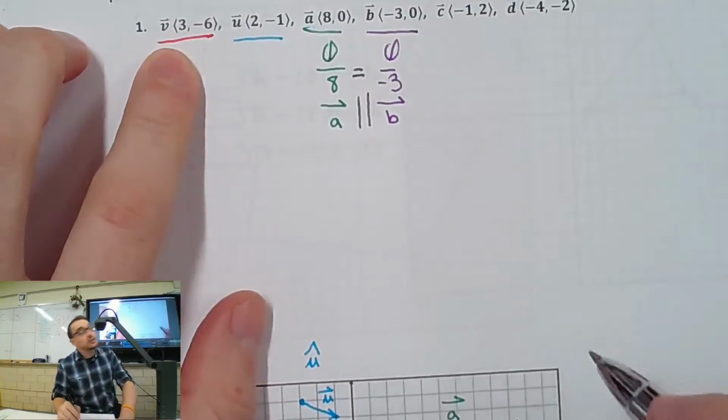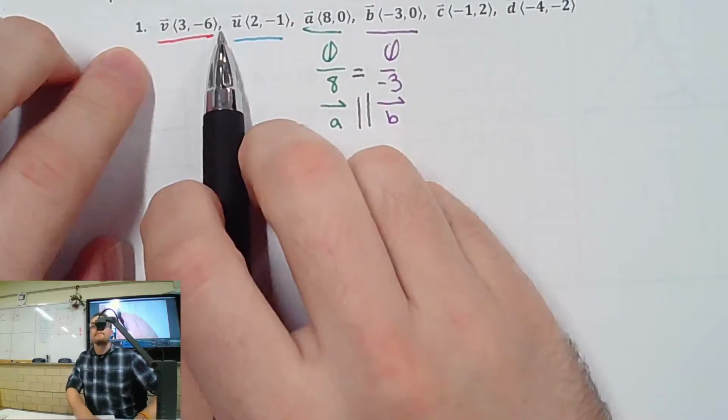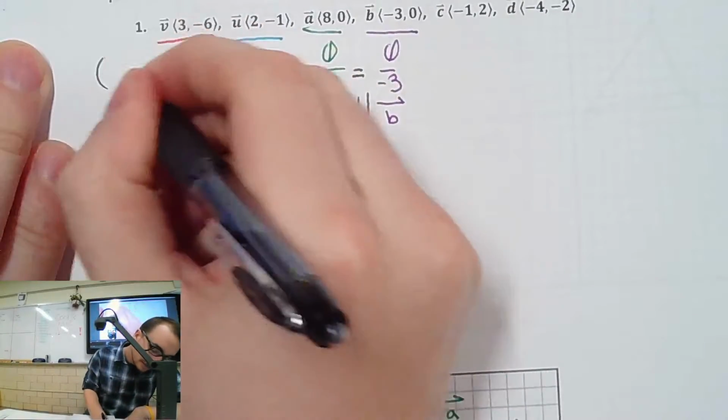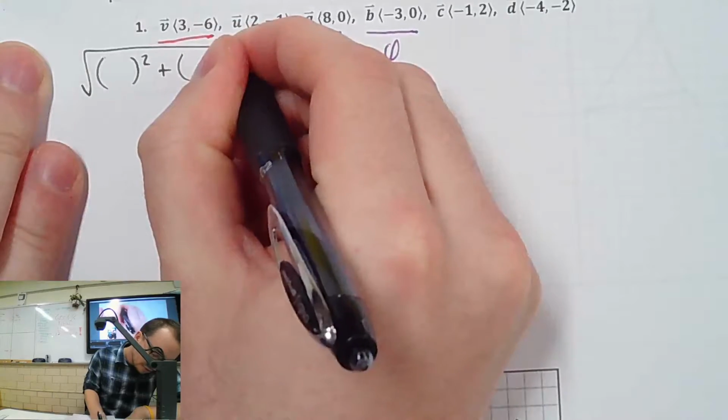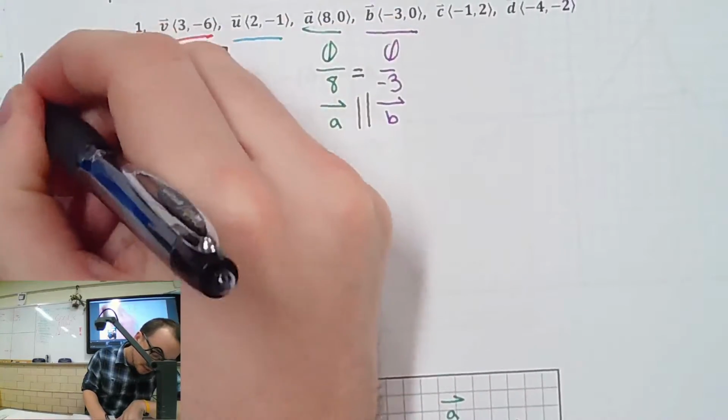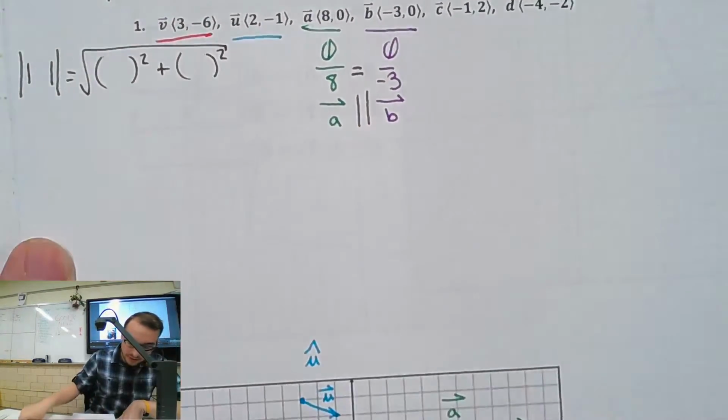P-fag is a squared plus b squared equals c squared. A is going to be 3. B is going to be negative 6. Let's do that. A squared plus b squared equals c squared. And we want regular c, so we root it. That is going to be the magnitude of vector v.